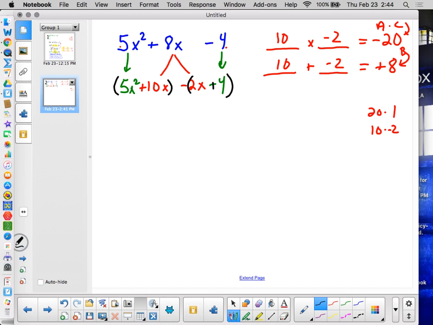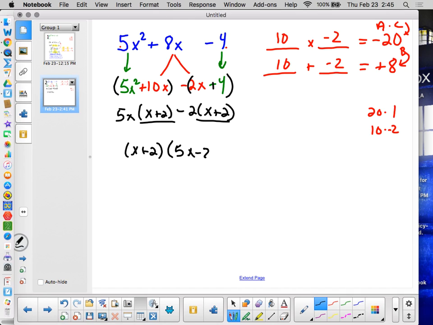Once that's done, I now do greatest common factor on each individual group. Here it's 5x, and I'm left with x plus 2, minus, greatest common factor here is a 2, and I'm left with an x plus 2. Now at this point, if the two things in the parentheses don't match exactly, you've made a mistake. You need to go backwards and try again. You did something wrong, you dropped a negative sign, you did something. They have to be a perfect match. If they are, we factor them out, and we're left with 5x minus 2.